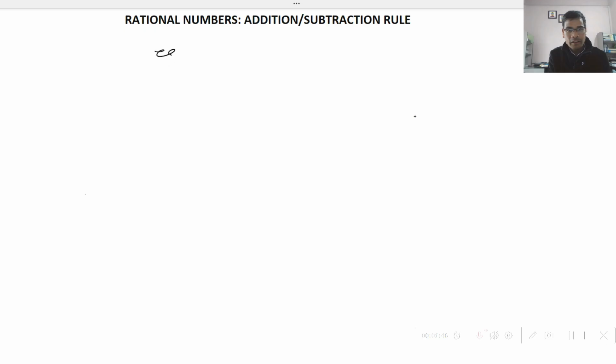The first one: if we take a rational number, say 7 by 8, and add it with a second rational number, say 3 by 12. How do we add these two rational numbers? The rule is not straightforward, so we have to remember this.